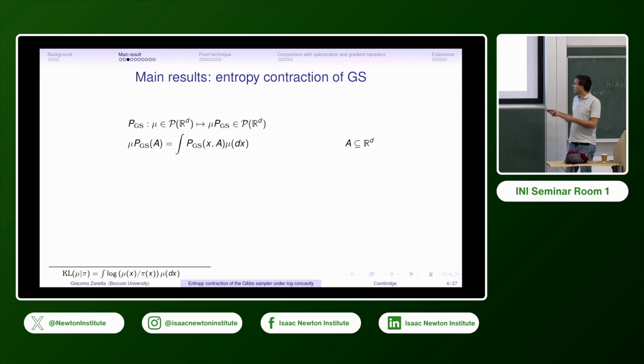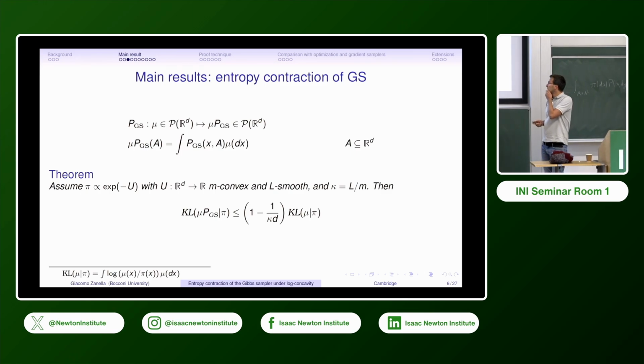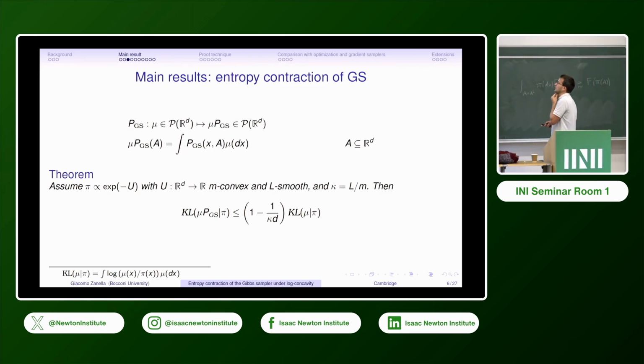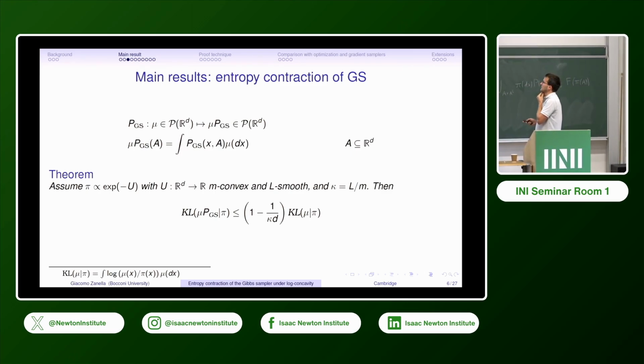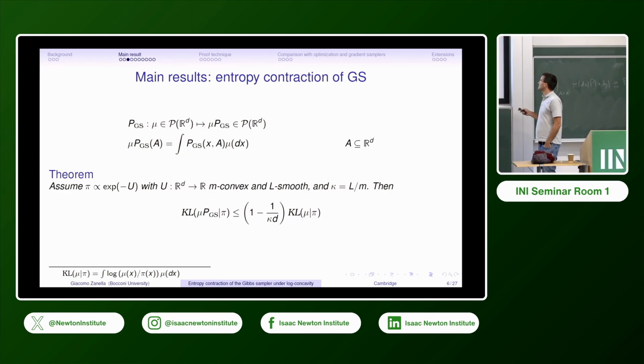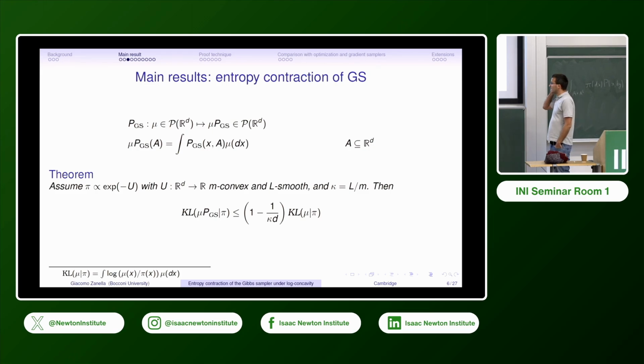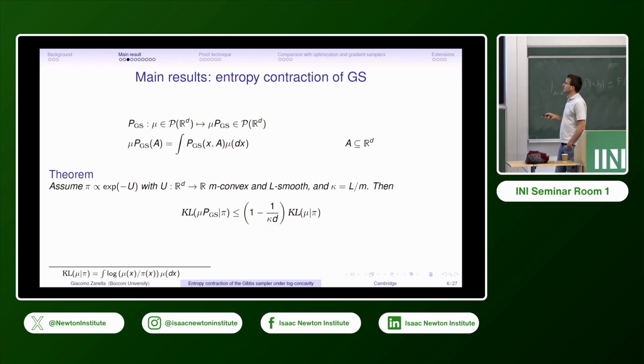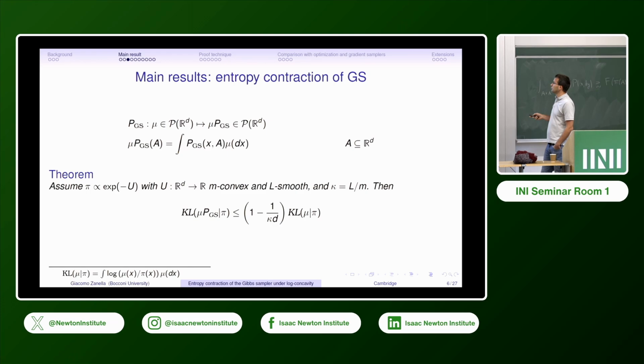And the main result that we prove is the following. If you assume that you have a strongly convex and L-smooth potential, so you're in the setting of before, and you denote the condition number kappa as L over mu, then the Gibbs sampler operator is a contraction in KL, meaning that for any distribution in P over D, if you apply the Gibbs sampler, then the relative entropy with respect to the stationary distribution will decrease in a multiplicative fashion, and the contraction rate is uniformly bounded by 1 minus 1 over kappa D.